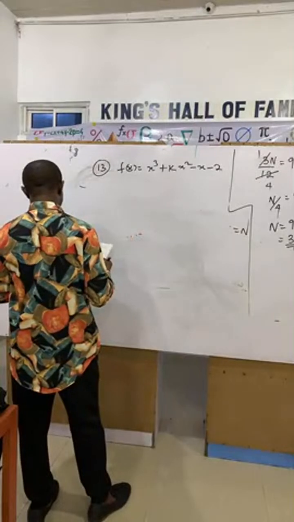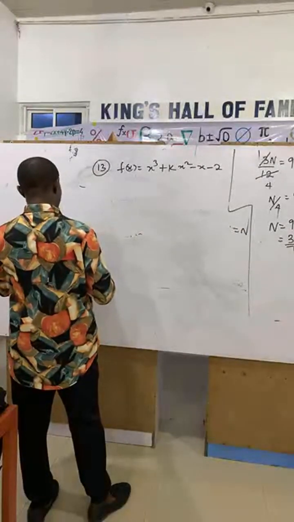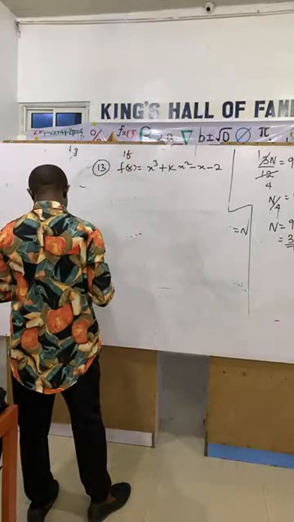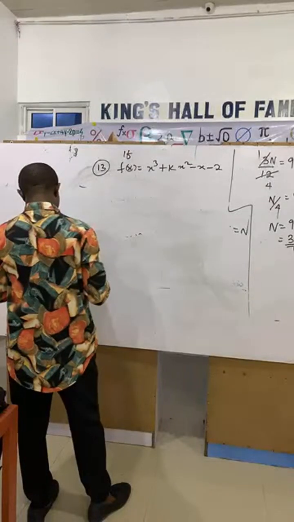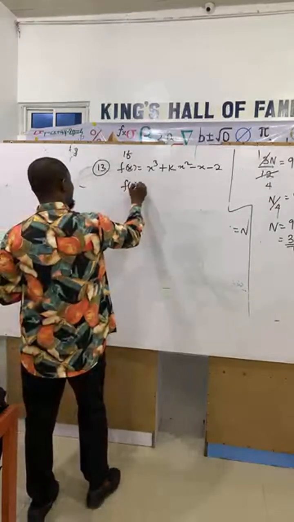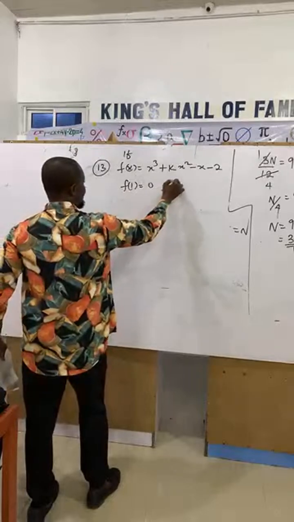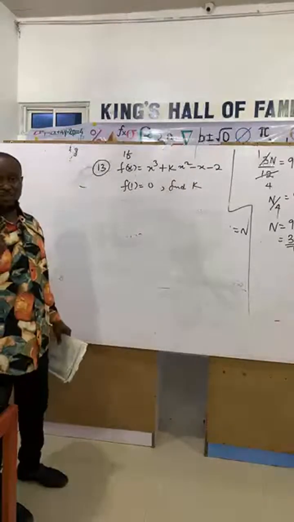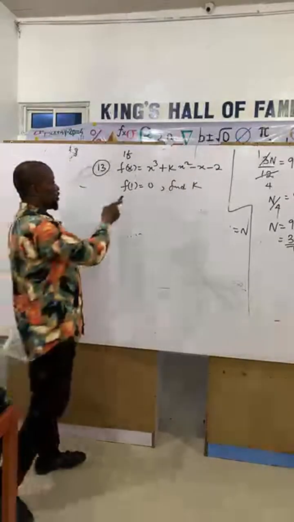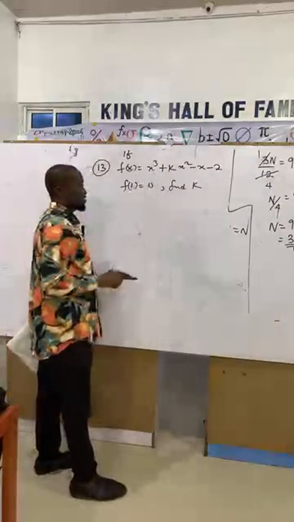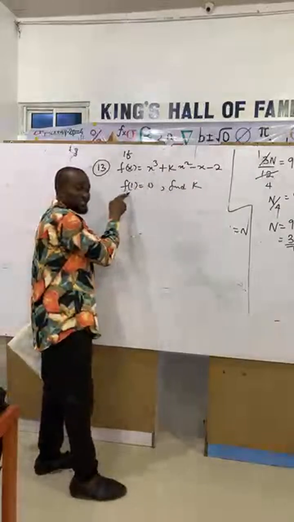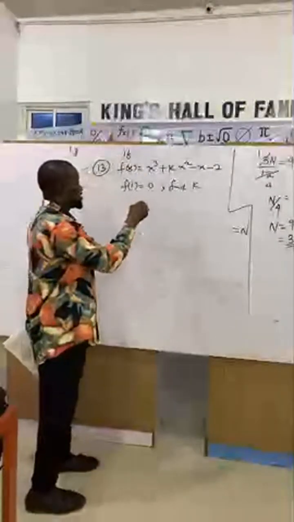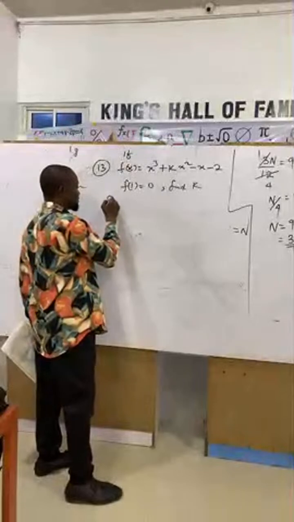And now, k is the problem. If f of x is this, and f of 1 equals 0, find k. Don't forget what I told you last time: f of 1 means you put x equals 1, and if you do that, you must have 0. The answer equals what? 0. Are you with me? So if I bring the question, solution.